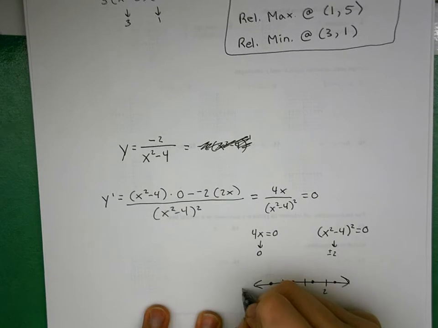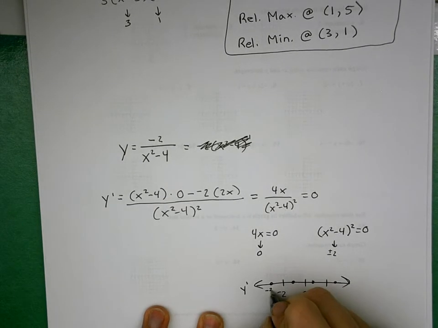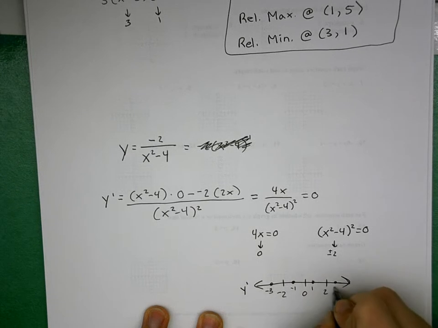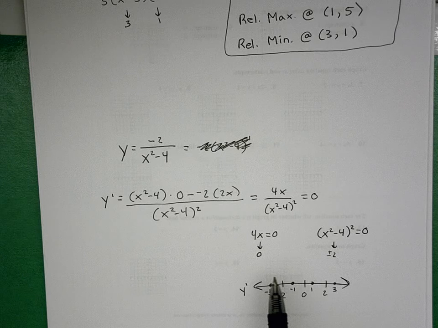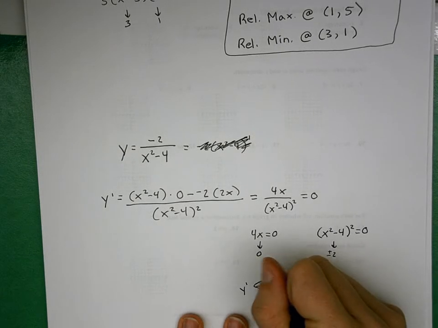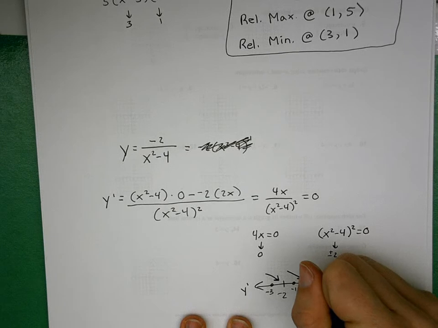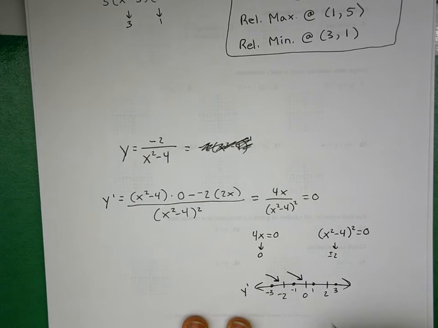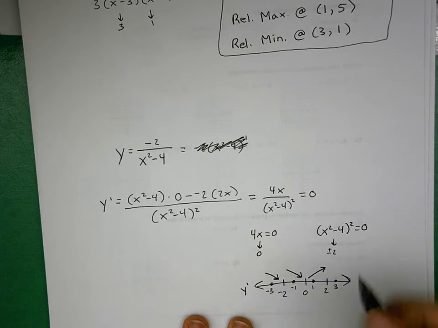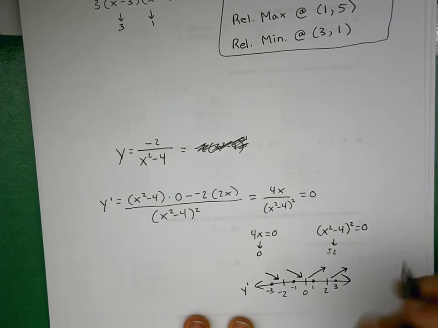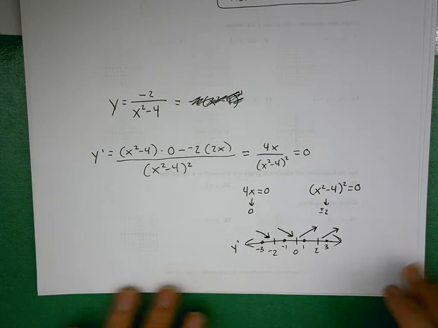Okay, relative extrema again. I'm plugging into my y prime. I'm going to be testing -3, -1, 1, and 3 by plugging into y prime up here. When I plug in -3, I get a negative, so I know my original function is going to go down. When I plug in -1, I get a negative again, so my function is still going down. When I plug in 1, I get a positive, so my original function will be going up. When I plug in 3, I get another positive, so my original function will still be going up. Okay, and with that, I have everything I need.